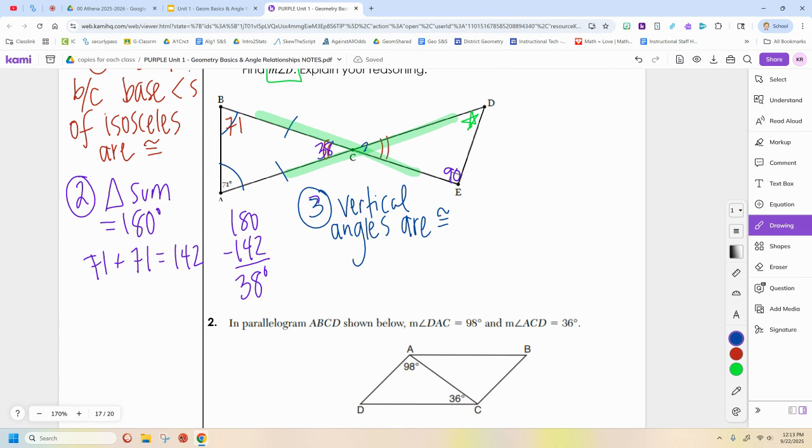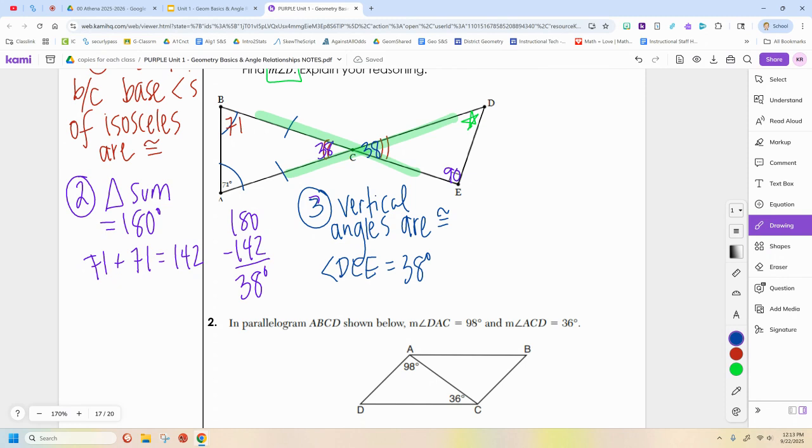So this 38, I can't call it angle C, can I? What can I call that angle? What's the name of it? What letter could I start with? I can't start with the C, but can I start with the D? Yes. Okay, can I start with the E? Yeah. Doesn't matter which one, right? So angle DCE equals 38 degrees.